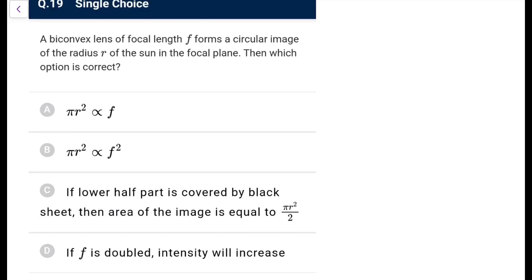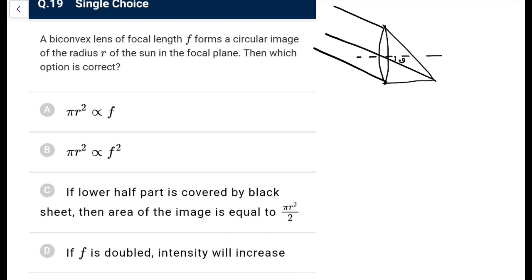A biconvex lens of focal length f forms a circular image of radius r of the sun in the focal plane. Then which option is correct? So what we have, it is the biconvex lens. The sun rays go like this, and it forms like this. Let's say this angle is theta, this distance is f, and the circle would be somewhere here.